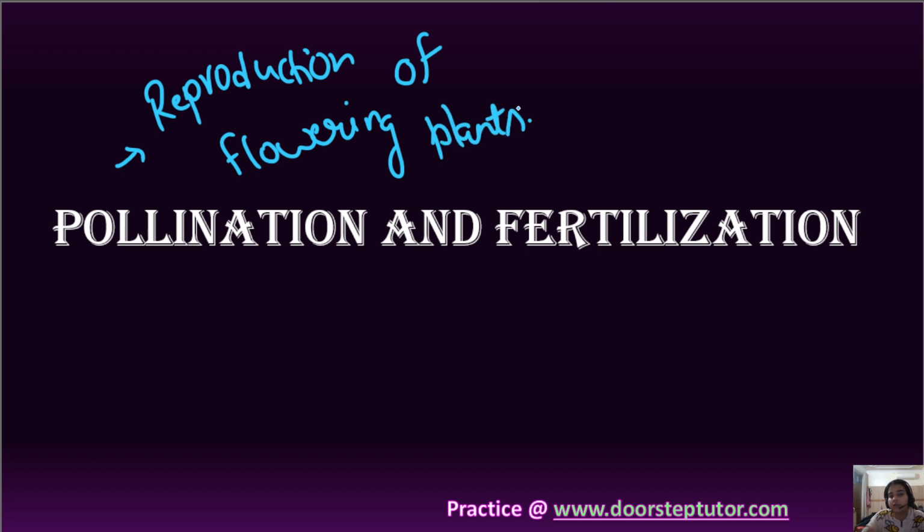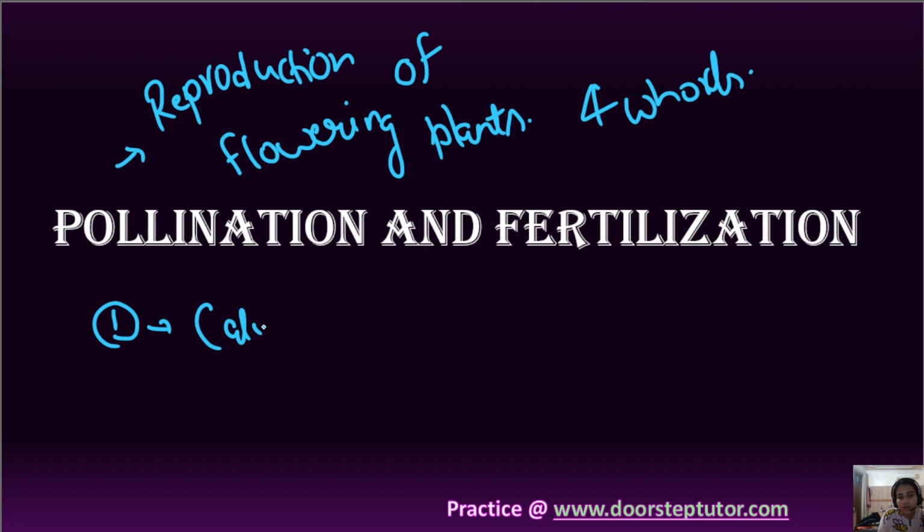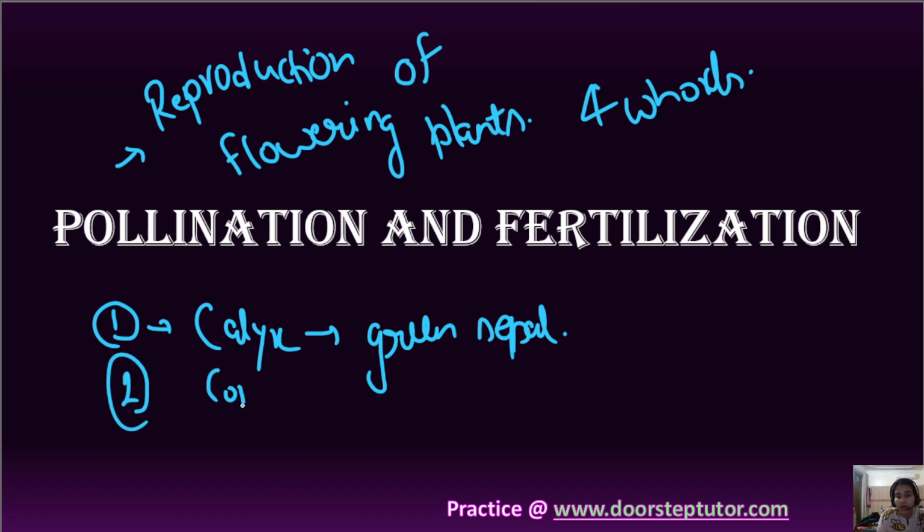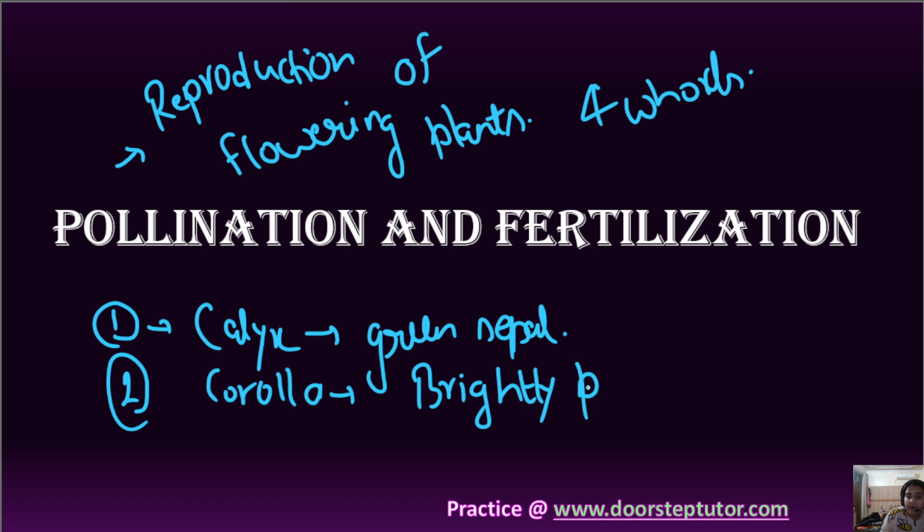If we look at the structure of a flower, we see that there are mainly four whorls present in it. The first is known as the calyx, which contains the green colored sepals, small leaf-like structures present at the base of the flower. The second one is the corolla. This has brightly colored petals, and the main role of these petals is to attract insects or other organisms to the plant for pollination.